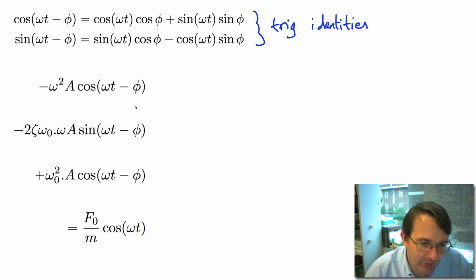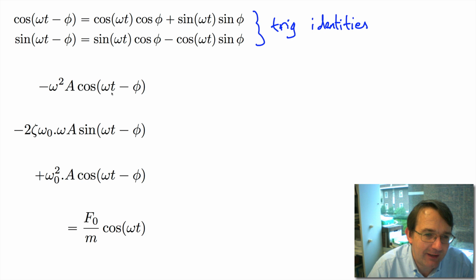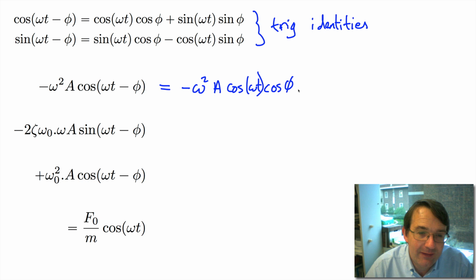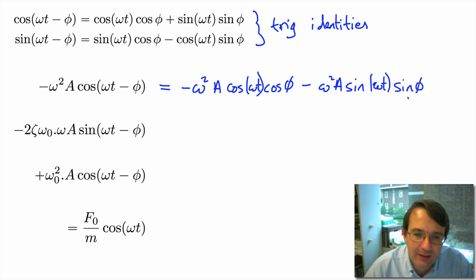I've written it out one term above the other so that it's going to be easier to see what's going on here. If we take this first term, it's cosine of omega t minus phi, and so this cosine of a minus b is just the cosine of a times the cosine of b plus the sine of a times the sine of b, and so this term here is going to be equal to minus omega squared a times cosine of omega t cosine of phi. And then we're going to have another minus sign here, because it's plus here, plus times a minus is minus. So this is going to be, again, omega squared a, and now we're going to have the sine of omega t, and then the sine of phi. So that's our first term converted.